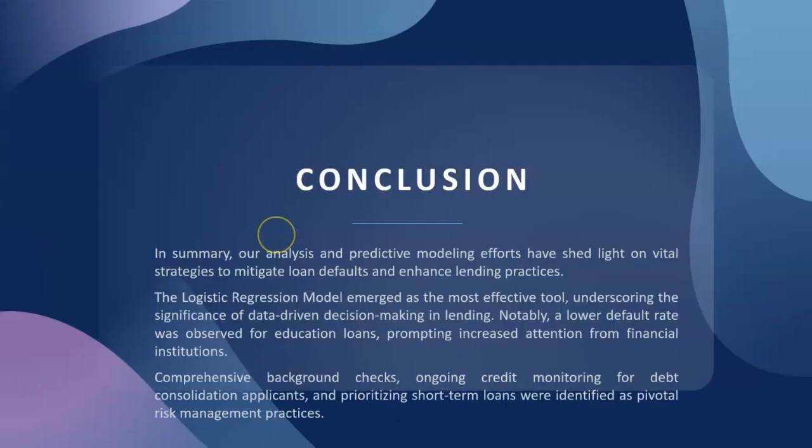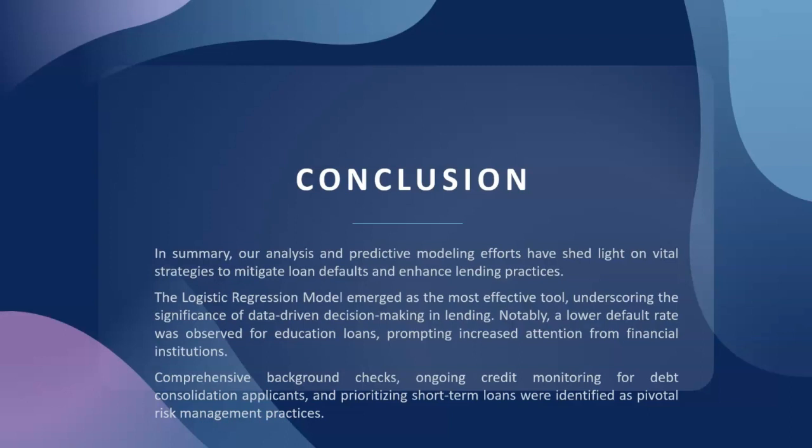And finally, let's summarize the analysis. The predictive modeling conducted in this study has illuminated key strategies for mitigating loan defaults and optimizing lending practices. The logistic regression model emerged as the most effective tool for risk assessment, emphasizing the importance of data-driven decision-making in the lending process. Notably, education loans exhibited a lower default rate, warranting increased focus from financial institutions.